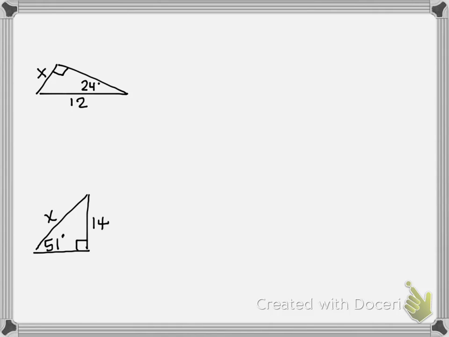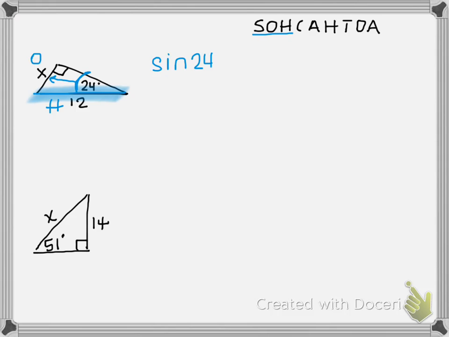Alright, so let's look. This one, we have our angle right here, we have our opposite side, and our hypotenuse. Remember, our hypotenuse is always going to be that side that's across from our 90-degree angle and our longest side of the triangle. So, if we were looking at our trig rules here, SOHCAHTOA, we can see that the one that we need that uses opposite and hypotenuse is sine. So, sine of 24 degrees equals x over 12.